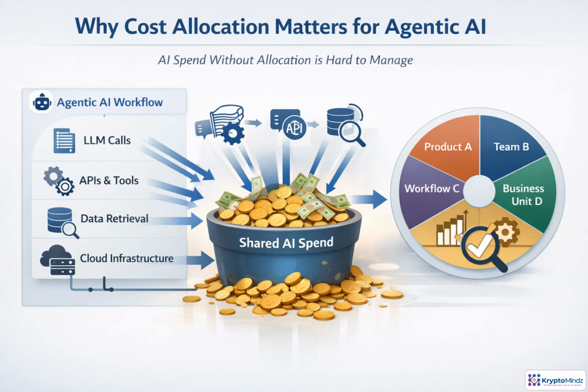Agentic AI rarely spends money in one clean place. A single workflow may trigger models, tools, retrieval, APIs, and cloud resources. If all of that lands in one shared bucket, nobody owns it. Allocation turns messy usage into accountable decisions.